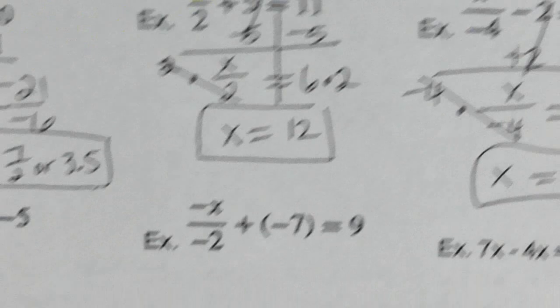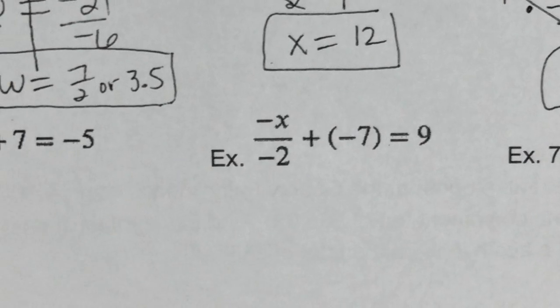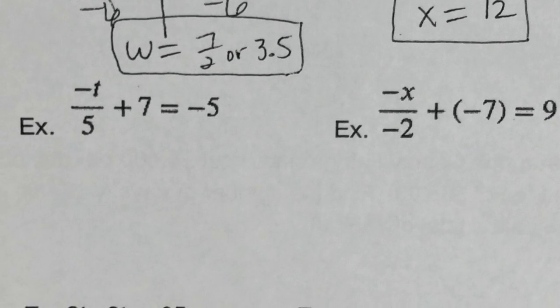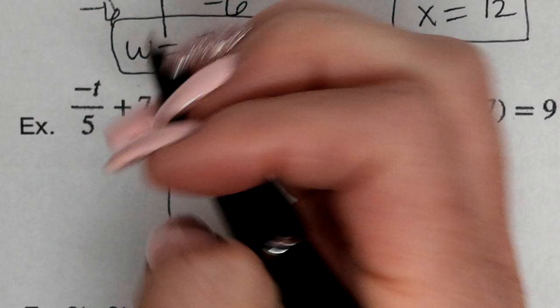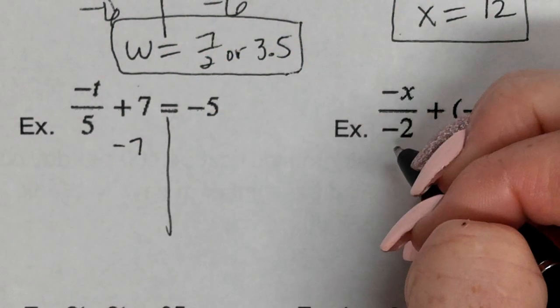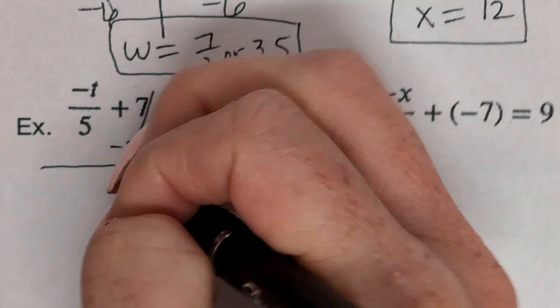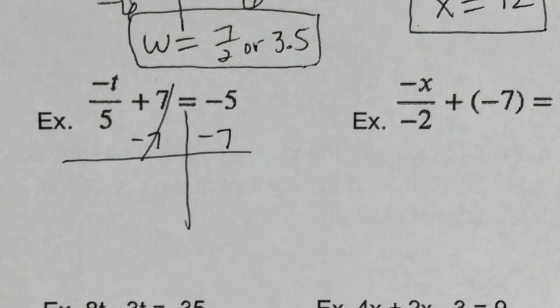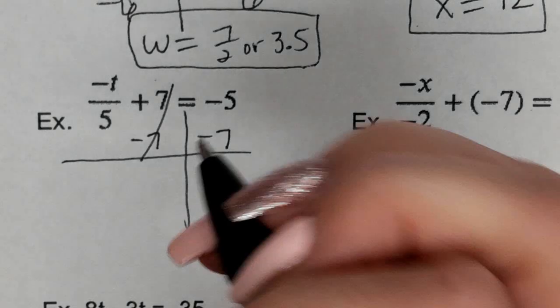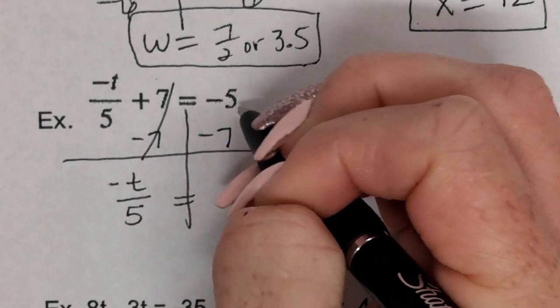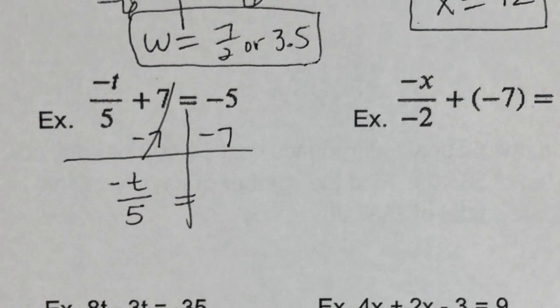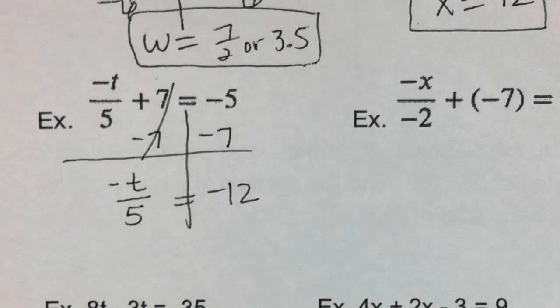Are we okay? Everybody feel okay? All right, moving on. We're not going to do all of these. We're just going to do as many as we can. How am I going to get rid of the plus 7? Whatever I do to the left, I have to do to the right. All right, that cancels out. I'm left with negative t over 5 equals, what's negative 5 minus 7? Negative 12.